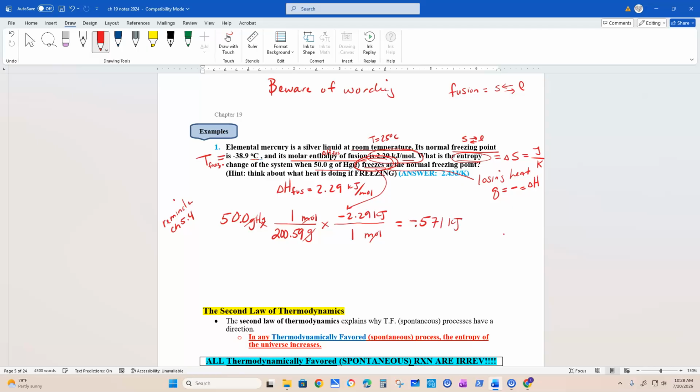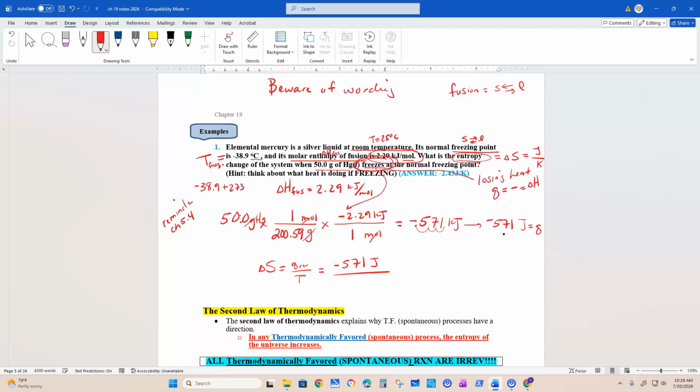And I have kilojoules, but my delta S needs to be in joules. So I'm going to convert this into joules. I'm going to move that decimal 1, 2, 3. So I'm going to get negative 571. And then simply plug it into your delta S. Remember, delta S is your Q reversible. You could even say delta H over T. So I got the Q, I got the heat. That's my Q, negative 571. And then my temperature, I do need to get this temperature into Kelvin. So negative 38.9.